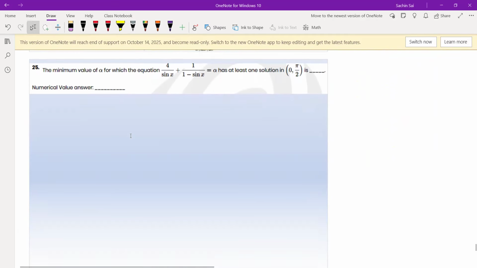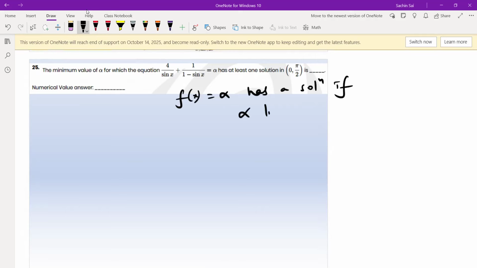Question 25, the minimum value of alpha for which the equation has at least one solution, right? So here, on the left-hand side, you have a function. On the right-hand side, you have a constant alpha, right? So when will f of x equals alpha have a solution? f of x equals alpha has a solution if alpha lies in the range of f of x, right? For example, I do not have a solution for sin x equals 5. There is no solution for sin x equals 5 because 5 is not in the range of sin x.